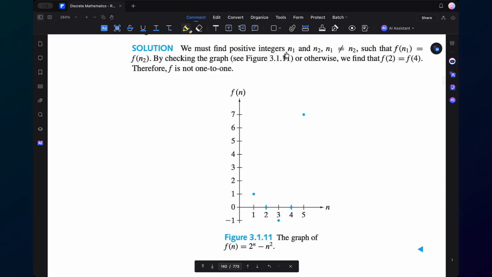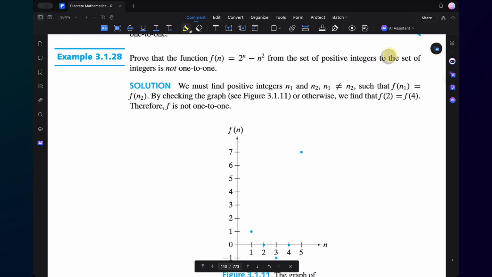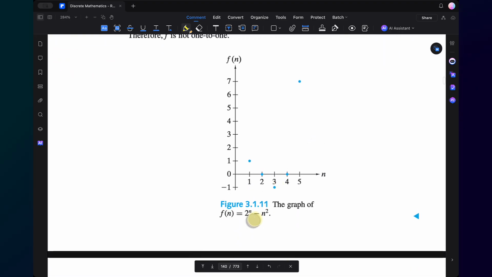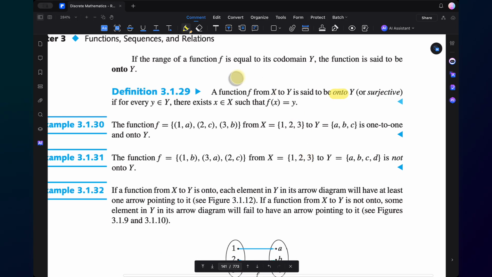We have to find positive integers n1 and n2, where n1 is not equal to n2, such that f of n1 equals f of n2. They're talking about checking the graph here, or otherwise we can find that f of 2 equals f of 4. Do I believe that? Well, let's see. You just plug it in there: you plug in a 2, you get 2 squared is 4, minus 4... no, 2 to the 2 is 4, minus 4 is 0, so this is not a one-to-one function. The idea of a function being onto, you should be familiar with.